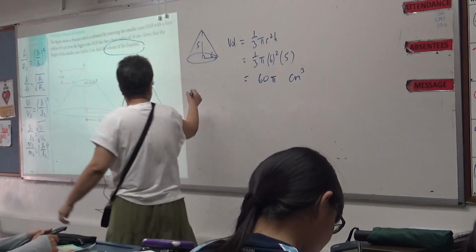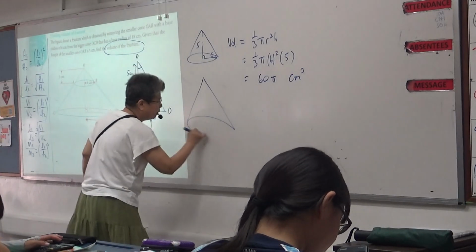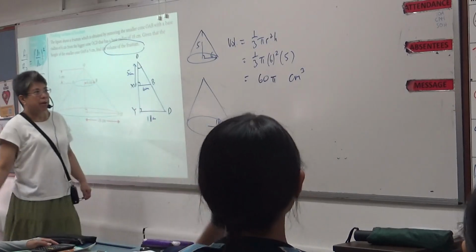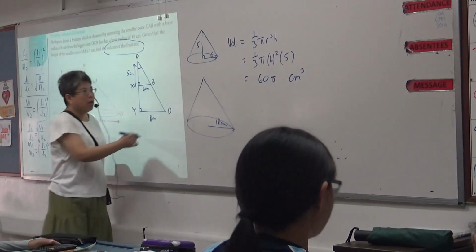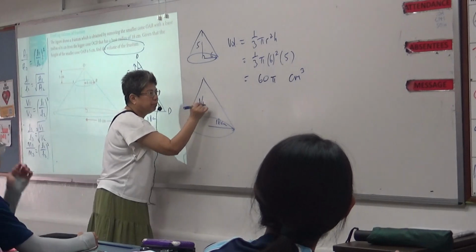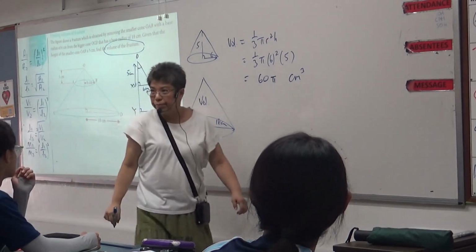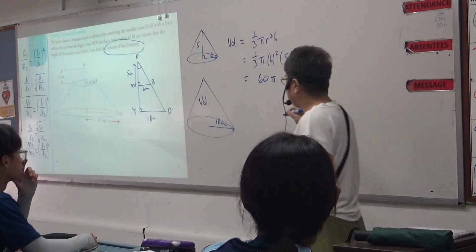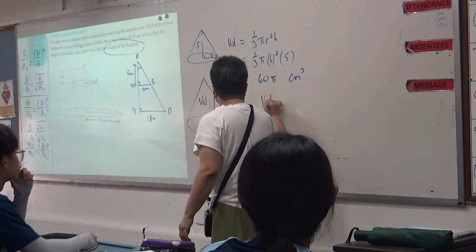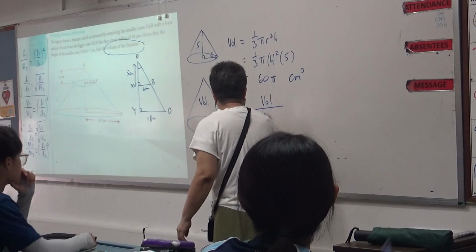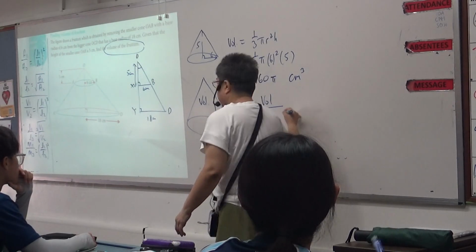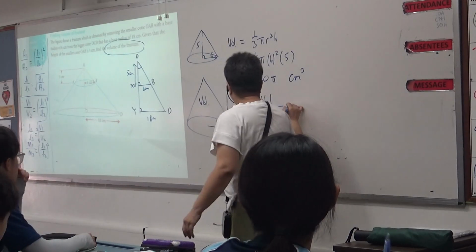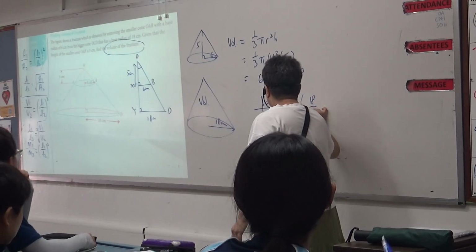Okay, now, can you look at the big cone? This is 18 cm, right? I want to find the volume, right? I don't know the volume, correct? Can you see? They are similar, right? Okay, all of you look up. Volume over 60 pi. That means this one over 60 pi, right? I found out. Must be 18 over 3 what?